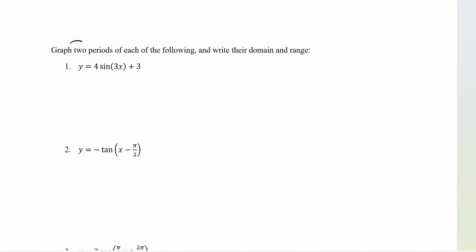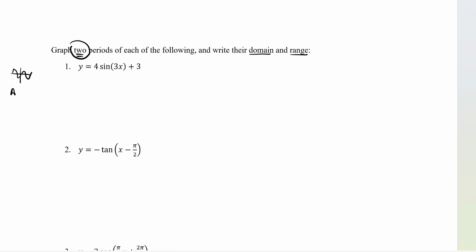Okay, and we're told that we need to graph 2 periods for each one of them, and we need to write the domain and the range. So let's just analyze the equation first, the function given to us. I'm already noticing that it is a sine function. So I know sine function goes like that.